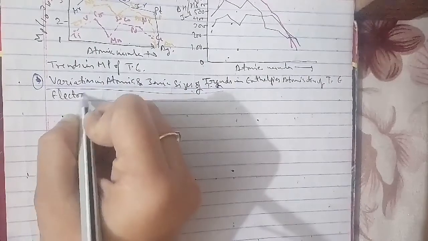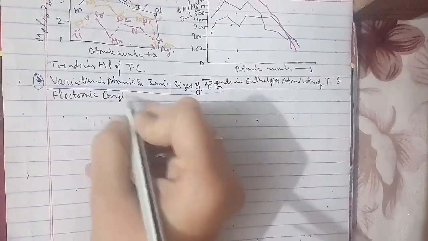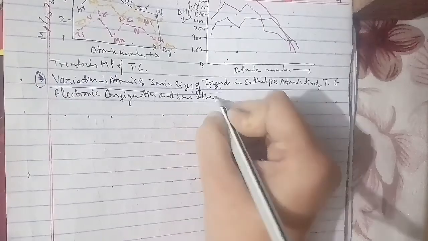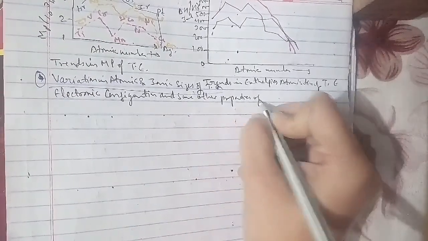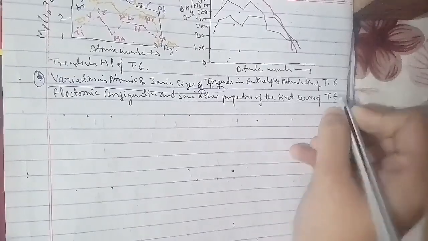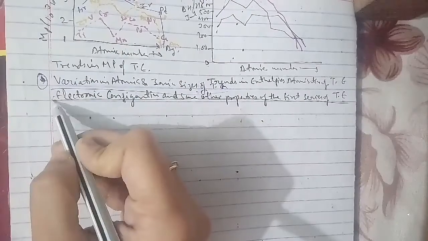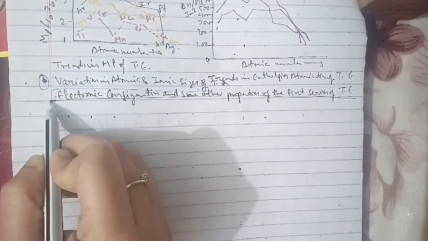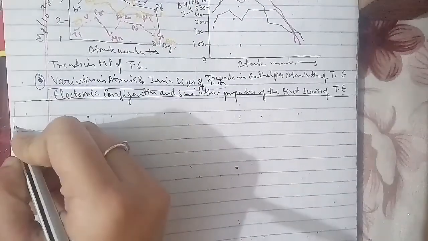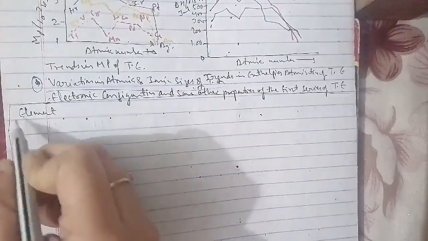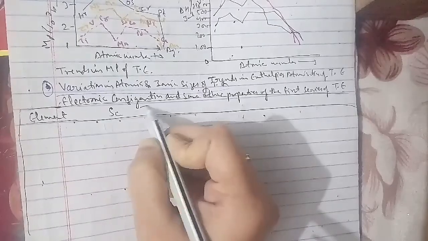This is for the elements: Sc, Ti, V, Cr and so on. So this has been represented like this only. Here this is the atomic number, we'll talk about first. Then we have the electronic configuration.